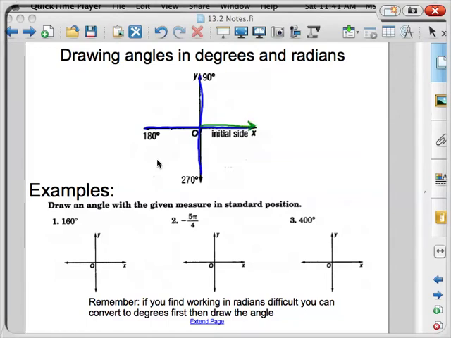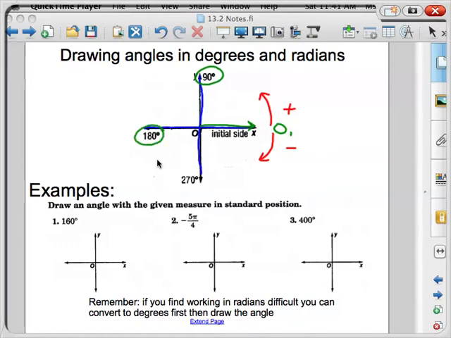We're going to move positively when we move counterclockwise. Negative angles means we move clockwise. And you also need to notice our degree measures. So when we start here at our initial side, it's 0 degrees. When we rotate in the positive direction, we are up vertically at 90 degrees.